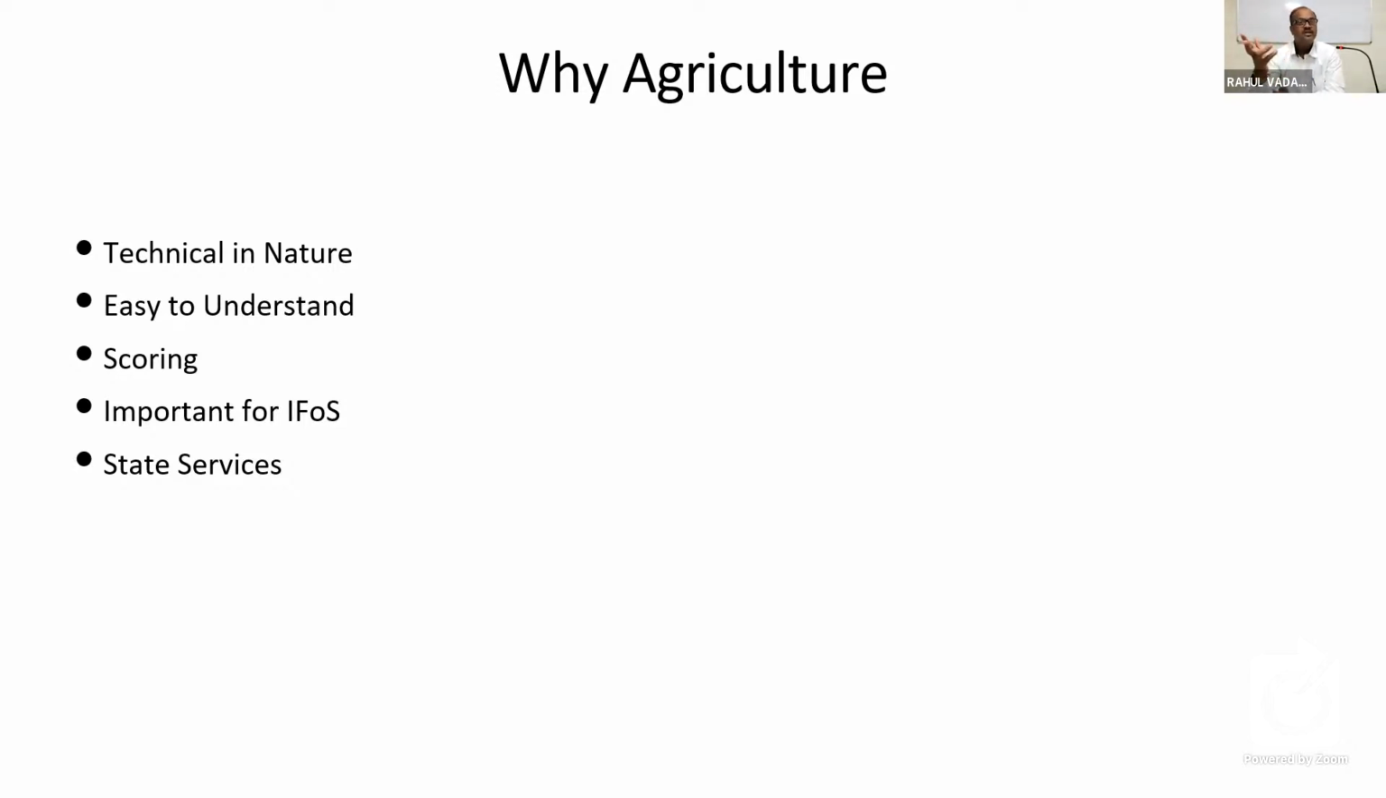The second myth is that the syllabus is very vast. Many of the students, you might have heard, are not taking agriculture as an optional because they think it is very vast. But they don't understand that only specific things have to be done.